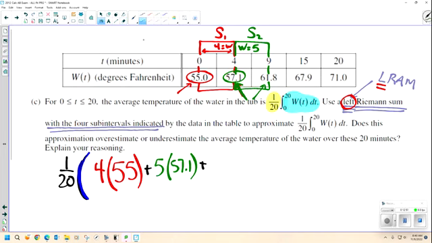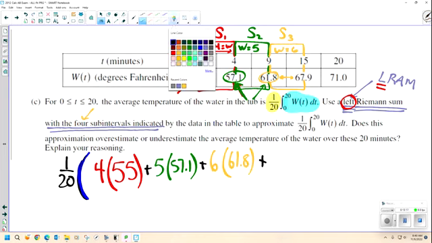Plus, let's go orange here. 9 to 15 is my next subinterval, because remember, it says we have 4. That's subinterval 3. That has a width of 6. So I take 6 times my left value. Out of these two, 61.8 is my left value.